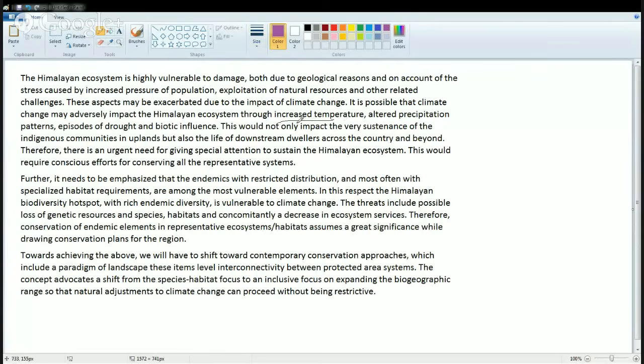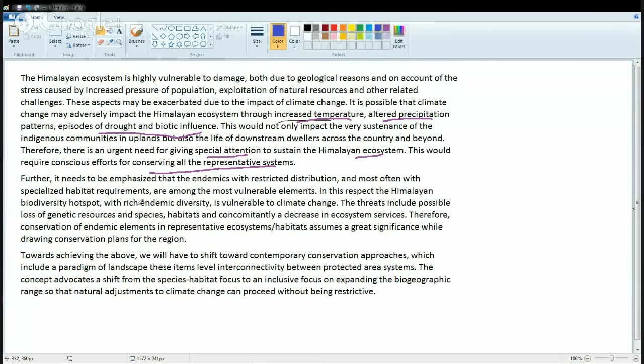we'll just try to highlight some of the important points. Increased temperature, higher precipitation, drought and biotic influence are the main things that have been adversely affected in the Himalayan ecosystem. Now, this affects the life of the people living in the upland as well as in the low-lying areas. And what the government has said is that there is an urgent need to give special attention to the Himalayan region. Okay, for this they have talked about the conservation of all the systems.